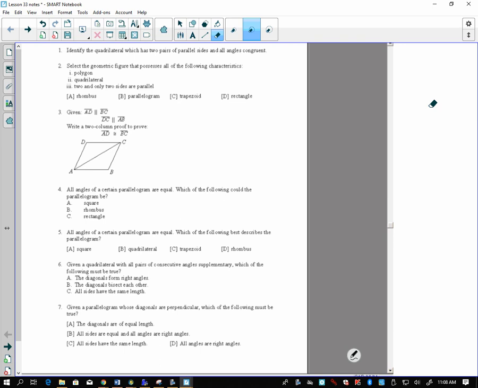It's a trapezoid that has two sides congruent. Okay, but it's going to be the two sides that are not the bases. Okay, because the bases of a trapezoid are never congruent. Okay, does that make sense?